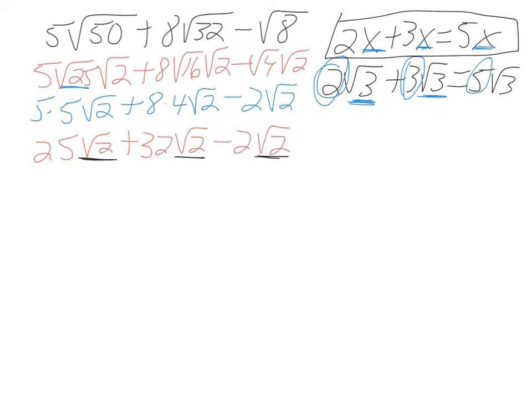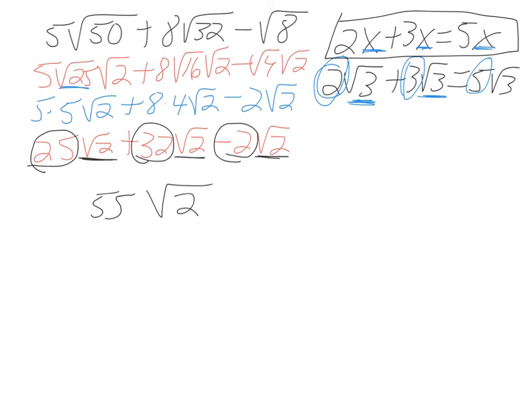So all I'm going to do is look at these numbers in front and put those together, and then with the square root of 2 at the end, because that square root of 2 just acts like a variable, just like the x did. So 25 plus 32 is 57, minus 2, 57 minus 2 then is going to be 55. So then that is going to be our final answer.